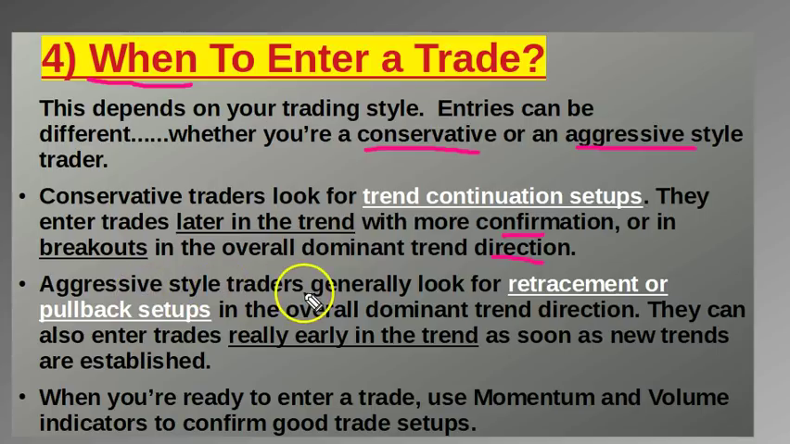Now, aggressive style traders generally look for retracement or pullback setups in the overall dominant trend direction. So they can still enter trades really early in the trend, and I showed that to you on the previous chart, as soon as new trends are established. A new trend is established, remember, with the big solid moving average, in my case on my chart, changing from red, which is a downtrend, to green for an uptrend. The green then changes to red, back down to a downtrend.